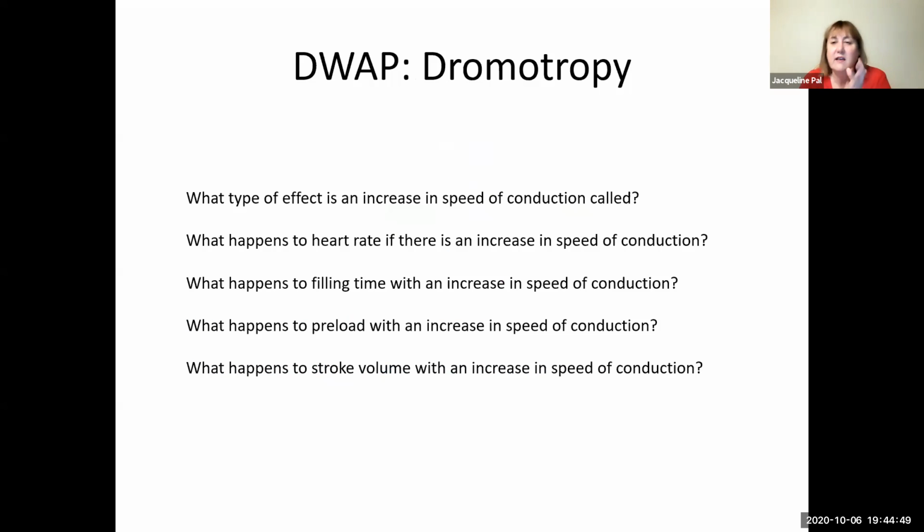So here is a DWAP for you to pause and 5 questions for you to answer. And when you're done with this, that's the end of this section.